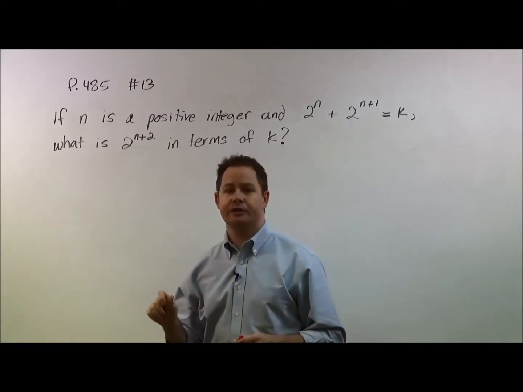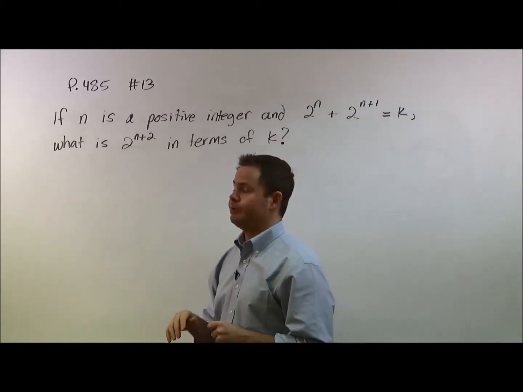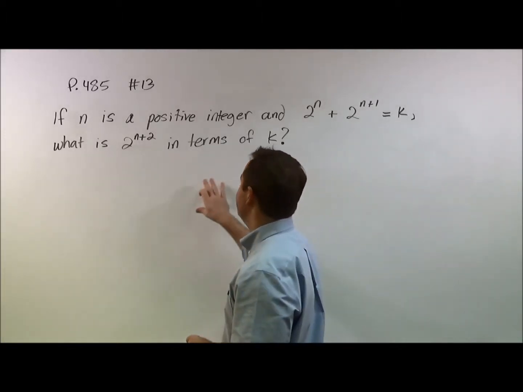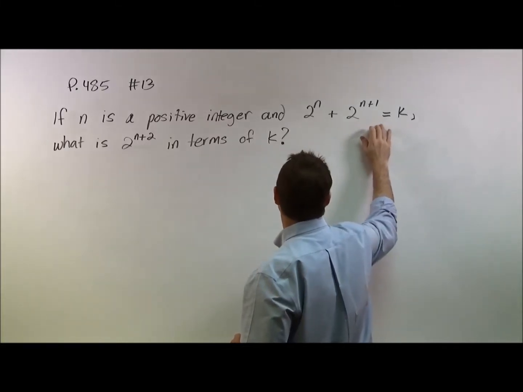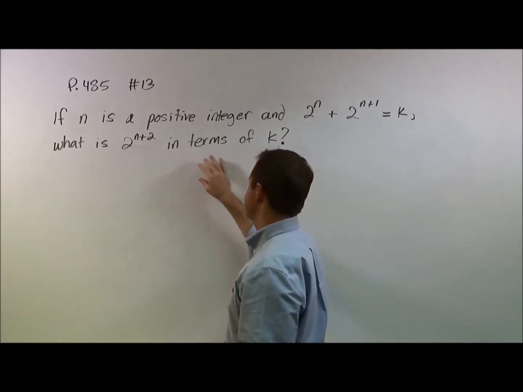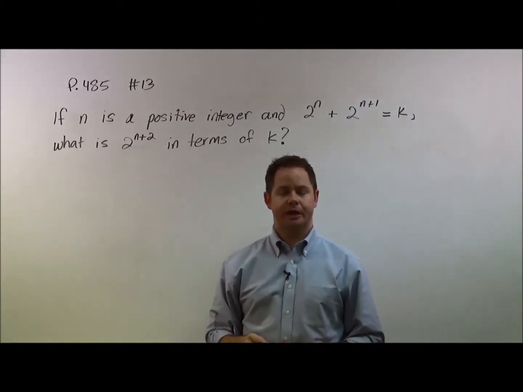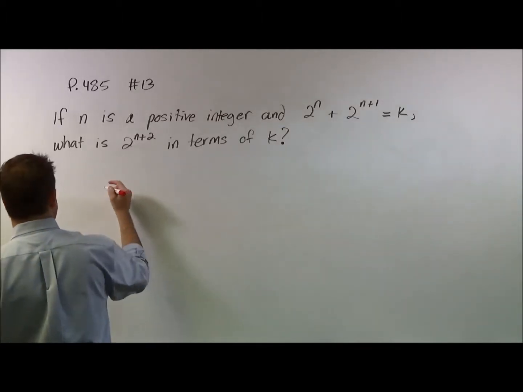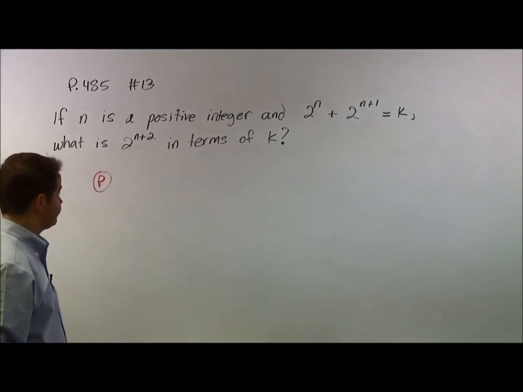If you're following along in your official SAT study guide, it's that big blue book, this is on page 485. It's question number 13. And it says, if n is a positive integer and 2 to the n plus 2 to the n plus 1 equals k, what is 2 to the n plus 2 in terms of k? So already this sounds a little bit complex algebraically. So let's take a look at how we can use picking numbers to help simplify things here.